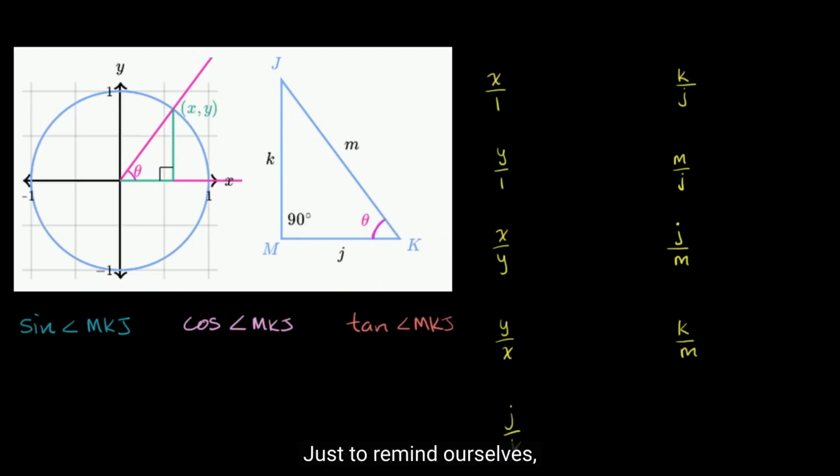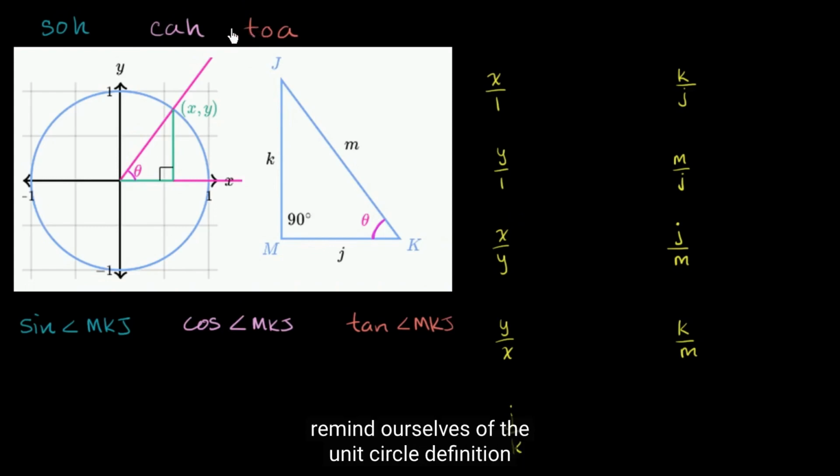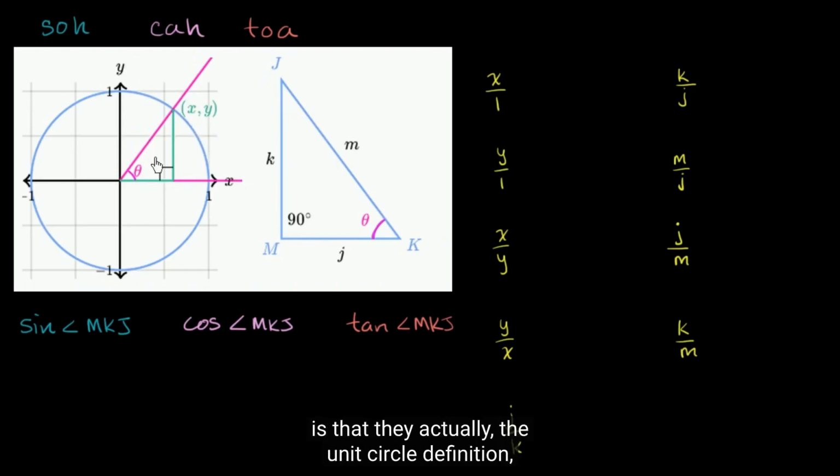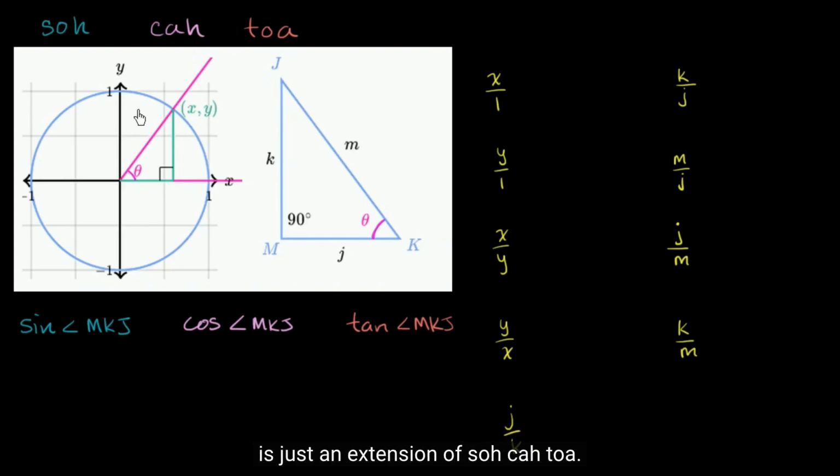Let's remind ourselves of SOHCAHTOA, because I have a feeling it might be useful. Sine is opposite over hypotenuse, cosine is adjacent over hypotenuse, and tangent is opposite over adjacent. We can also remind ourselves of the unit circle definition of trig functions: the cosine of an angle is the x-coordinate of where this ray intersects the unit circle, and the sine of this angle is going to be the y-coordinate. And what we'll see through this video is that the unit circle definition is just an extension of SOHCAHTOA.